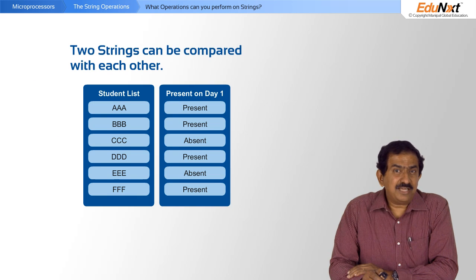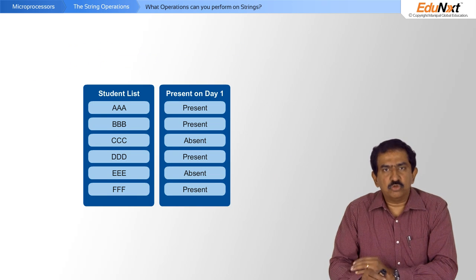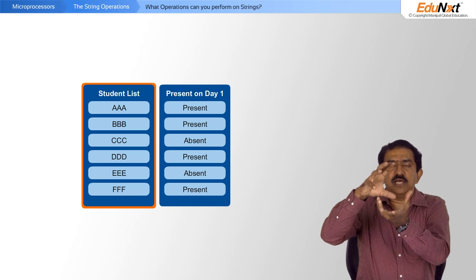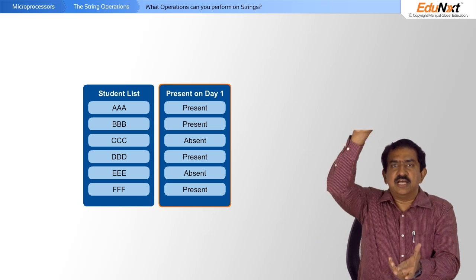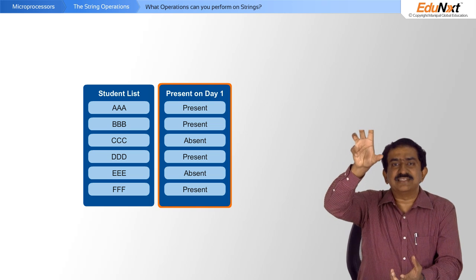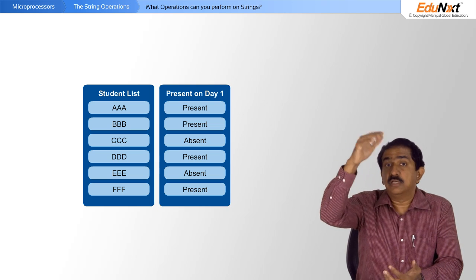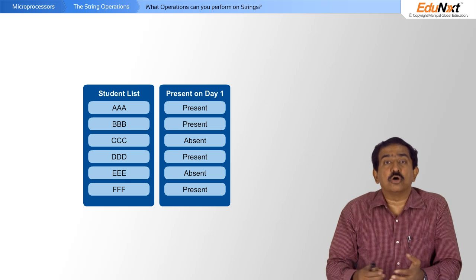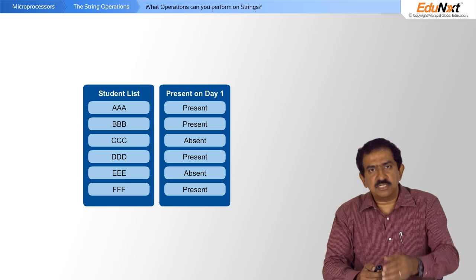You can also compare two strings with each other. What you're really doing is, let's say in one area you have the list of all the students, and then you have a list of all the students who are present in the class on one day. Is it the same list? Are all the students really present? It can be done automatically. Obviously, this is a trivial example.